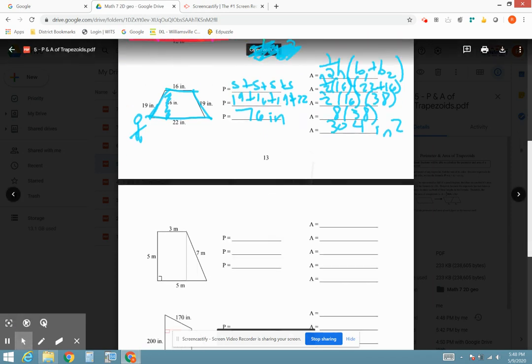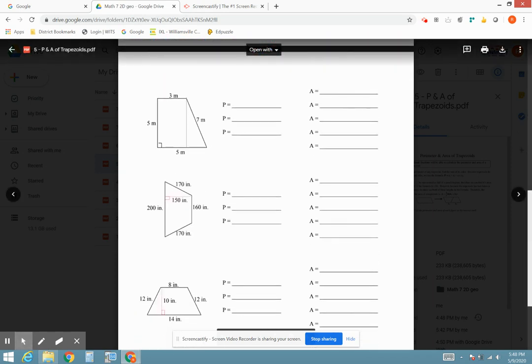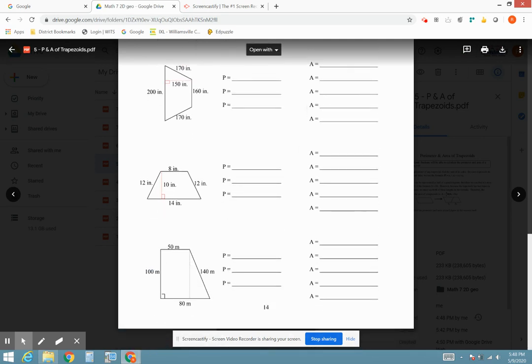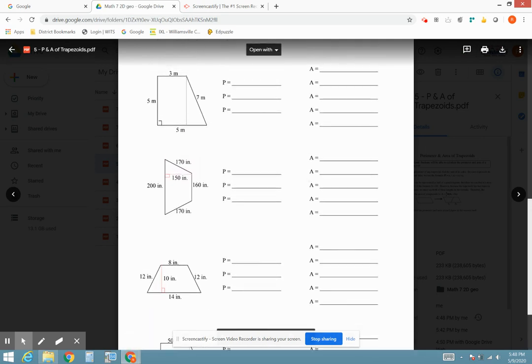Okay, let's look and see if there's anything different on here. Well, they turned the shape on you. That's kind of interesting. Let's look at that one. Just because they turned the shape, I still have to be smart enough to know my bases must be parallel. So this 170 can't be a base. It's not parallel to the other side. So my bases are still going to be 200 and 160.